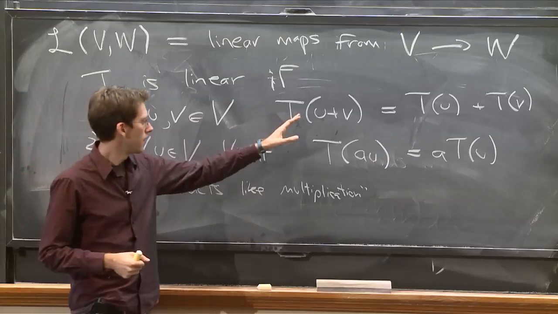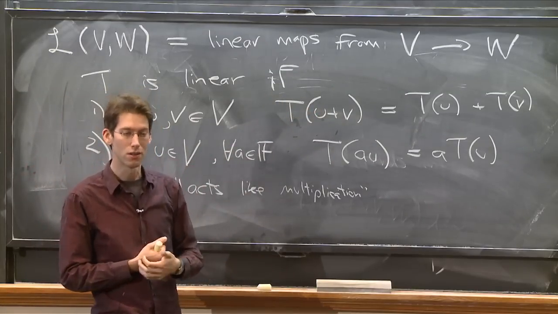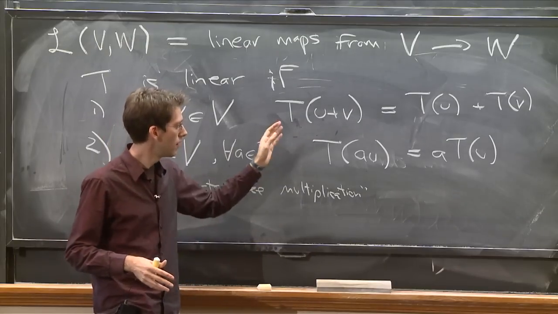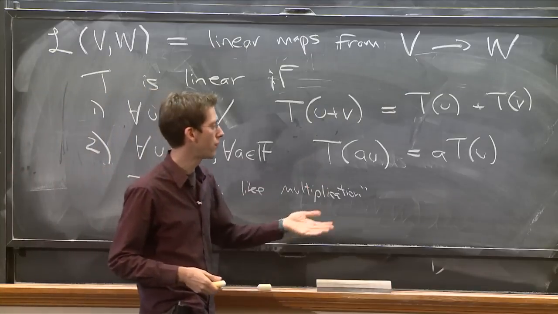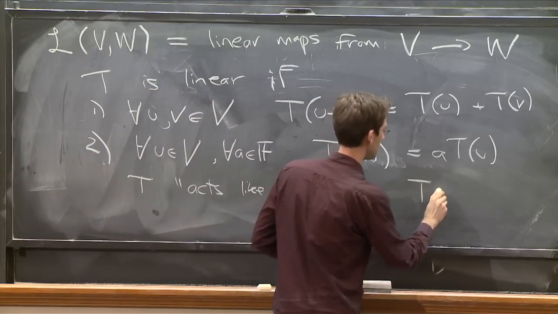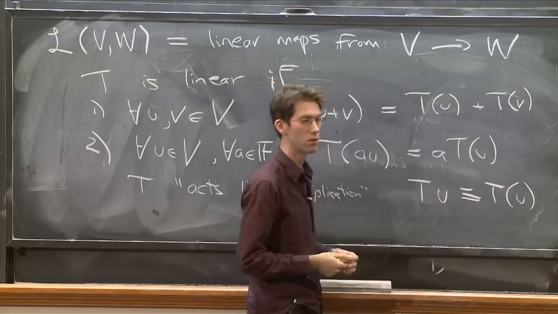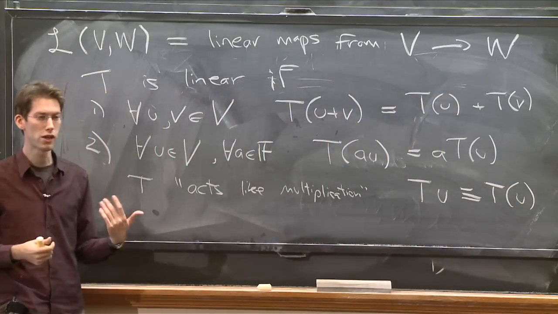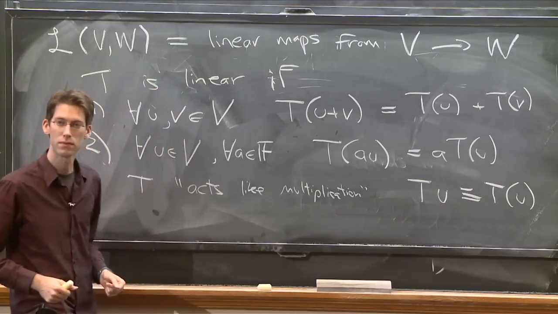Right? So the map that squares every entry of a vector does not act like this, but linear operators do. And for this reason, we often neglect the parentheses. So we just write Tu to mean T of u, which is justified because of this analogy with multiplication.